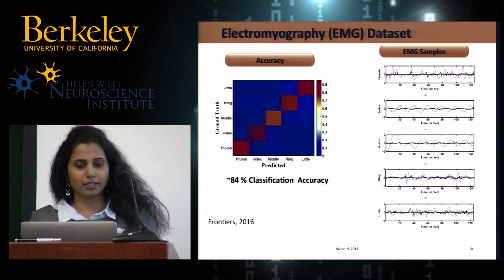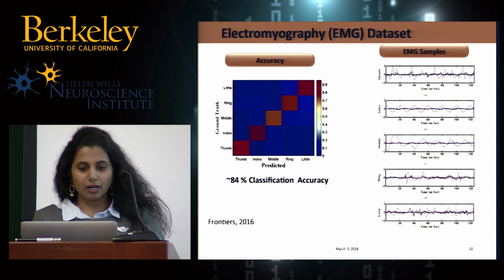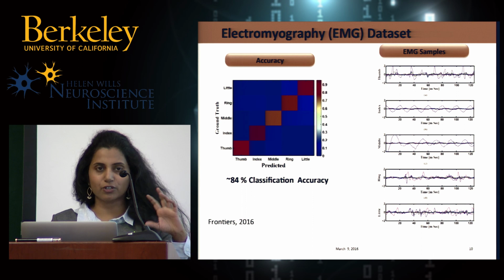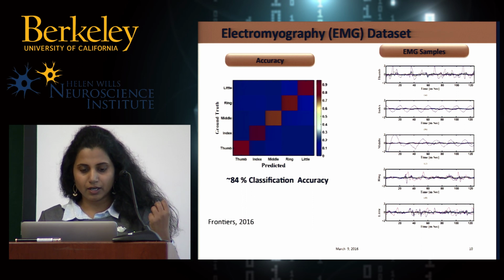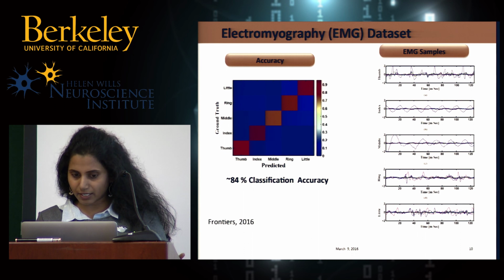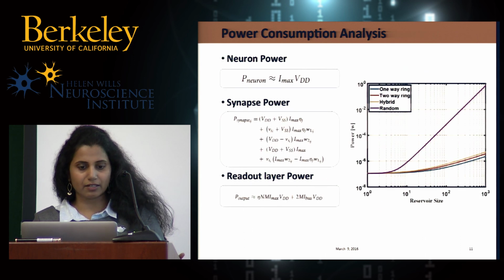So we compared this with different data sets, with EEG and EMG. I'm just showing the EMG data set results here. So we had about 84% classification accuracy. Here we are trying to look at the 5 fingers movement, and we were able to get a pretty good classification accuracy, comparable to other techniques that were used within this data set.